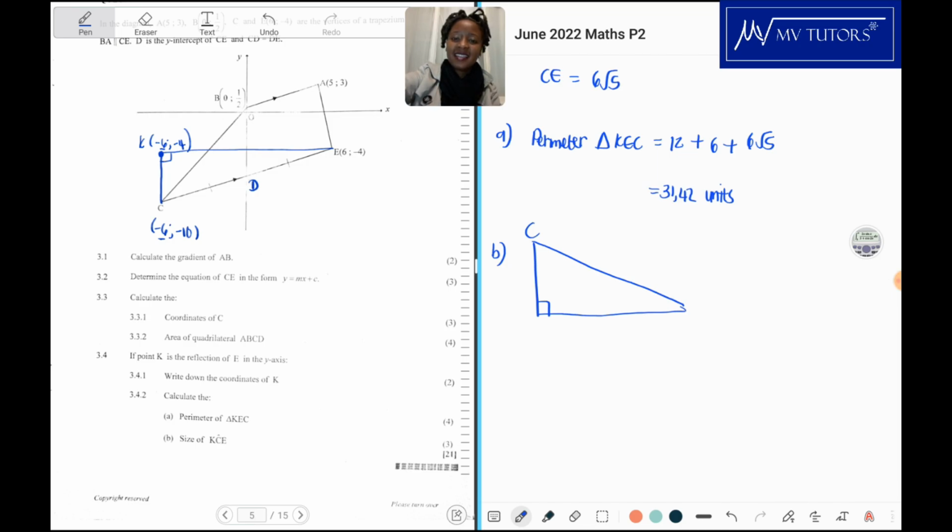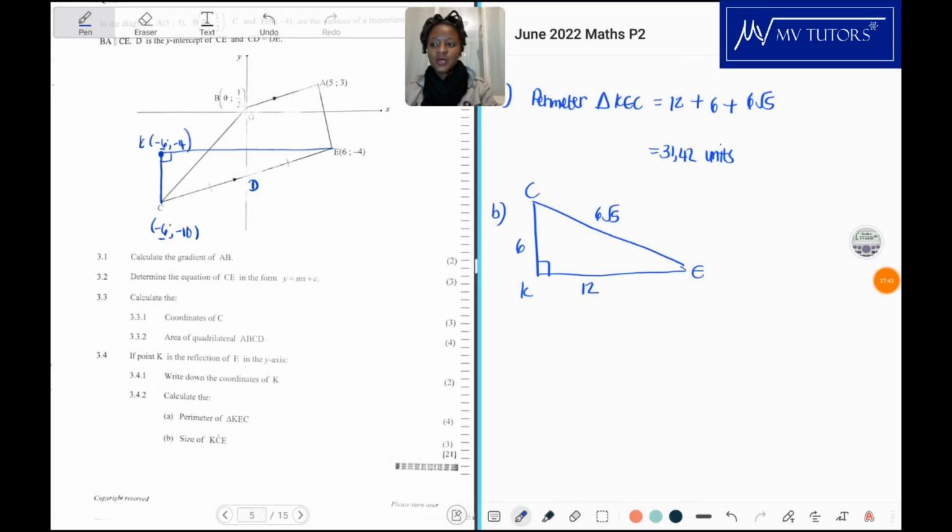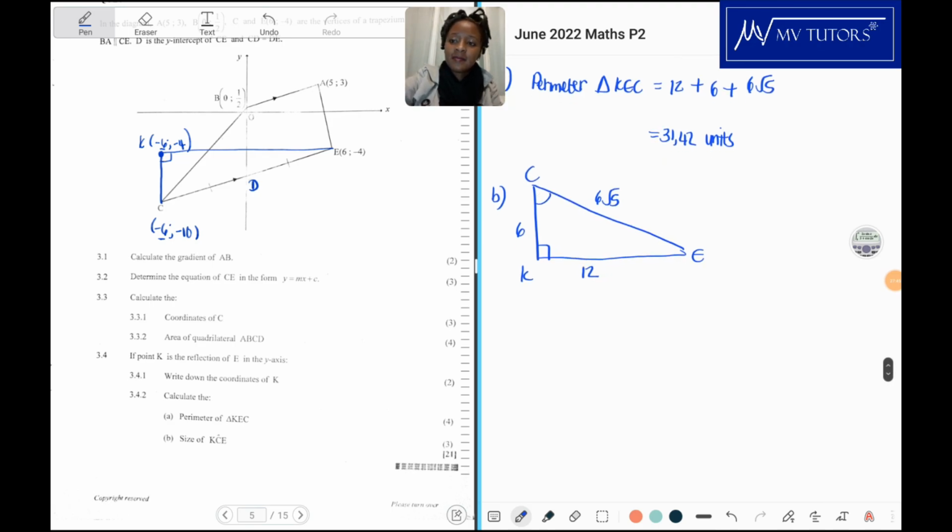Alright, so I've inverted the triangle, and now we can basically get the angle of C. You can use whatever because you have all the sides of the triangle, but yeah, you can use anything. So I would use tan.